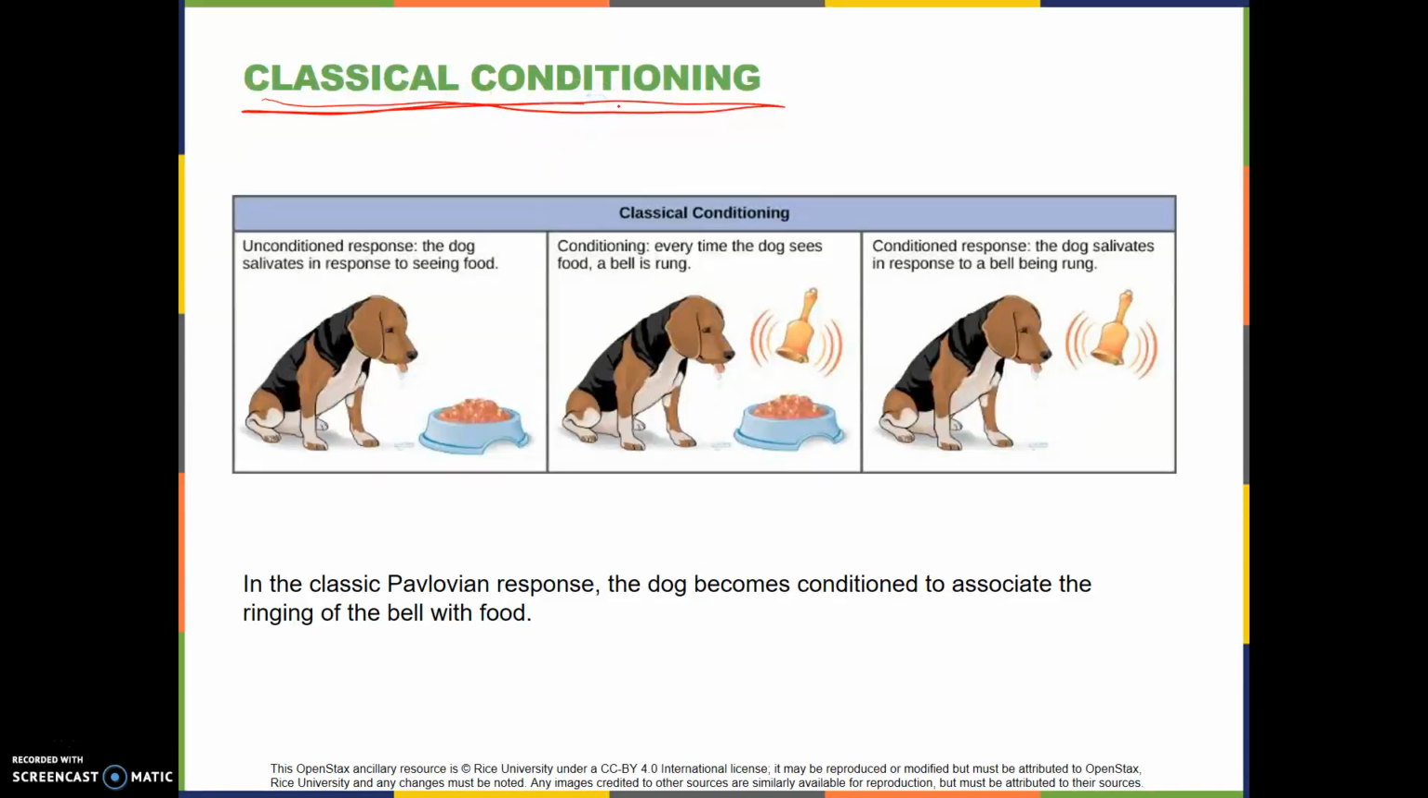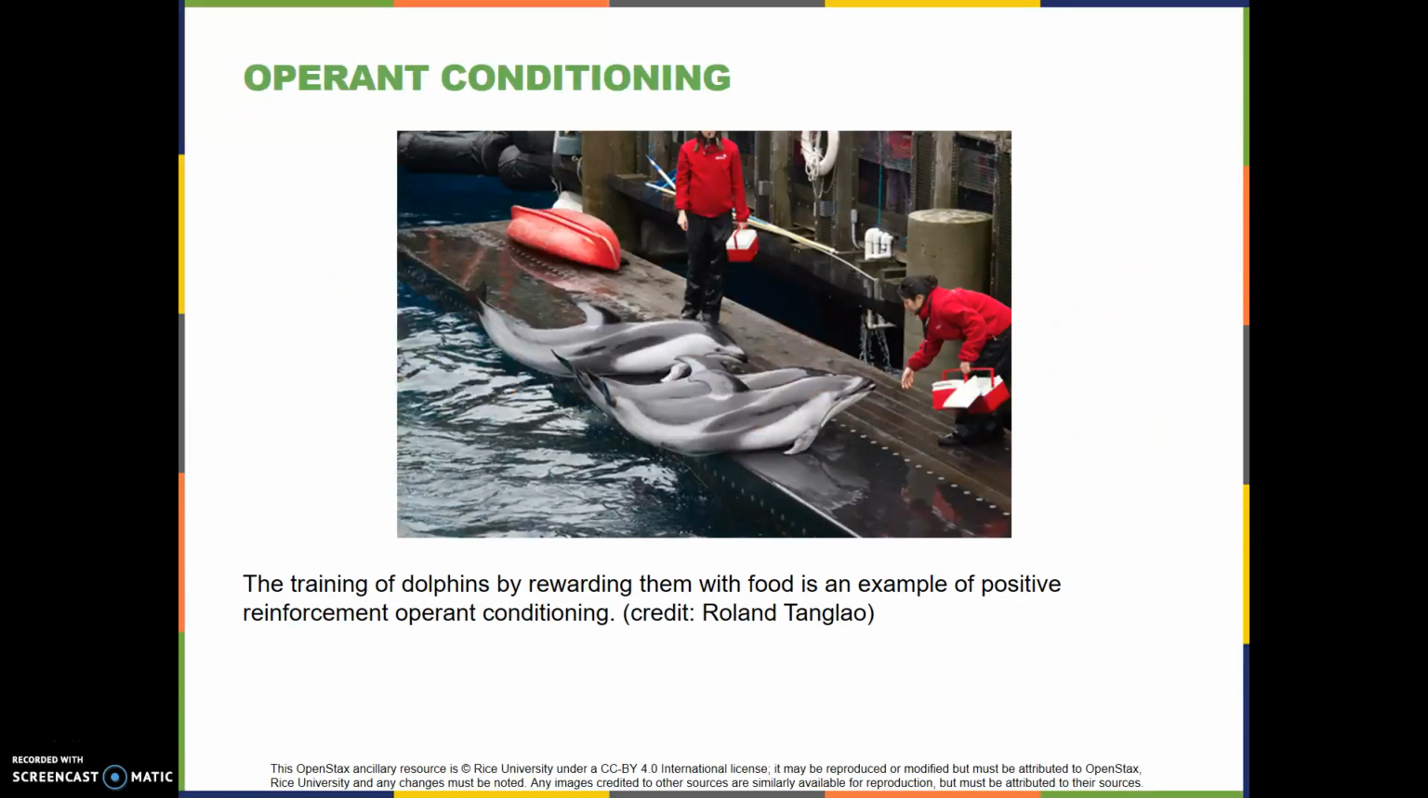Classical conditioning, for example, is training a dog to expect food when it hears a bell. This is Pavlov's experiment. You may have studied it in psychology. So the dog is going to salivate and expect food even if there's no food. The dog is salivating in response to the bell because it's been conditioned to expect food with the bell.